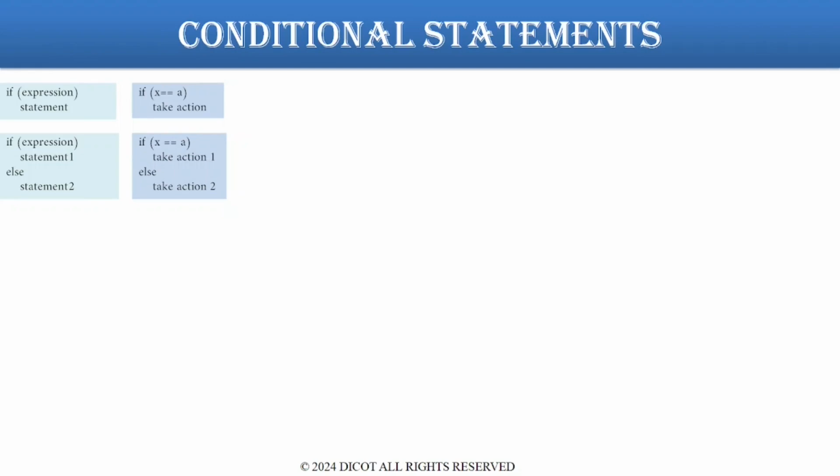In the example we discussed last, we checked for equality. If x is not equal to a, in such a case, x can either be less than a or greater than a. So there are three possibilities. x could be less than a, x could be greater than a, or x could be equal to a. To handle these three possibilities, the if statement will take the following form.